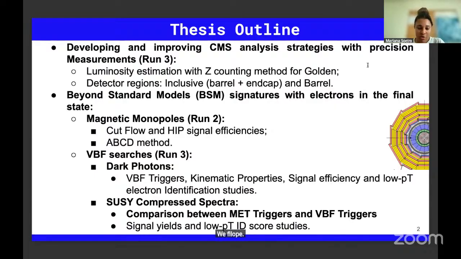In the final part, it is the SUSY compressed spectra. I believe this is the order, but the VBF part is at the end of this presentation. And for SUSY, we have some signal yields to discuss as well.